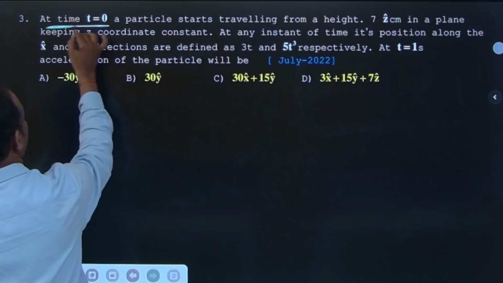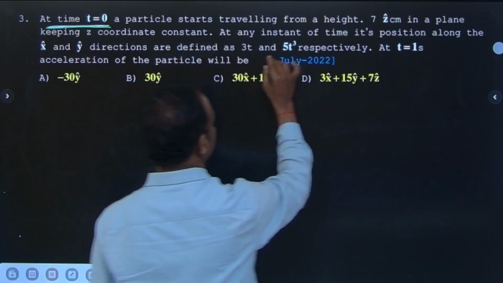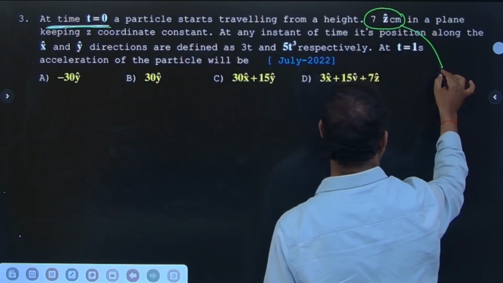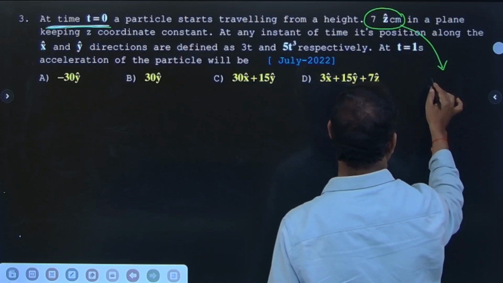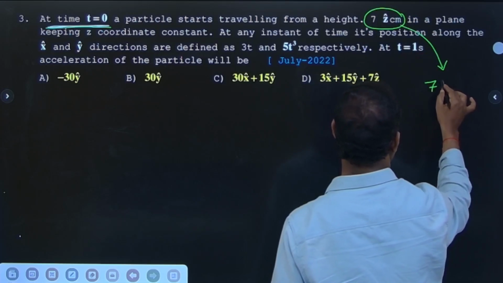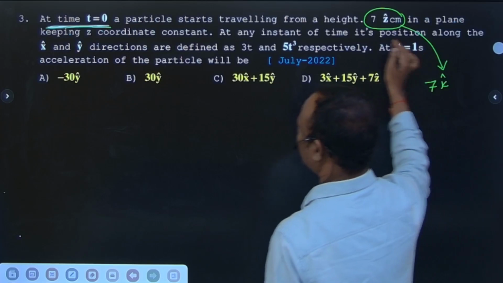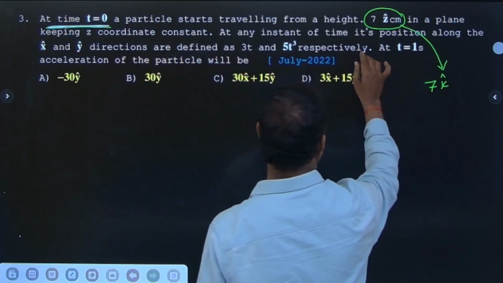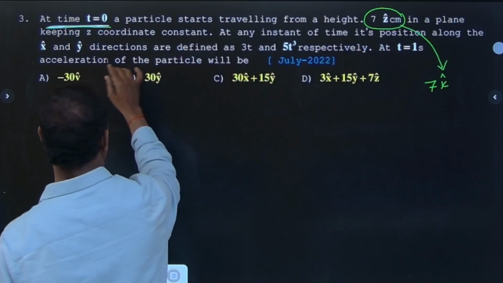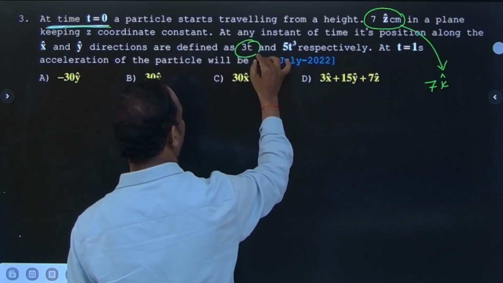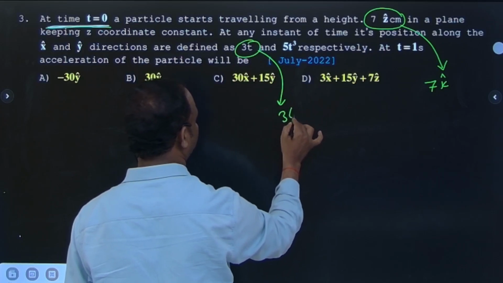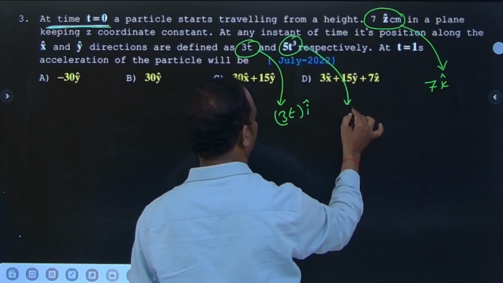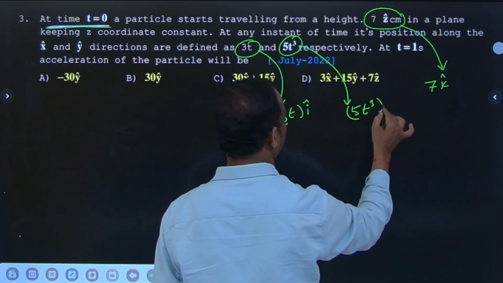At time t equal to 0, a particle starts traveling from a height of 7 z cap, where z cap is k cap, in a plane keeping the z coordinate constant. At any instant of time, its position along the x axis is 3t i cap, and along the y axis it is 5t cube j cap.